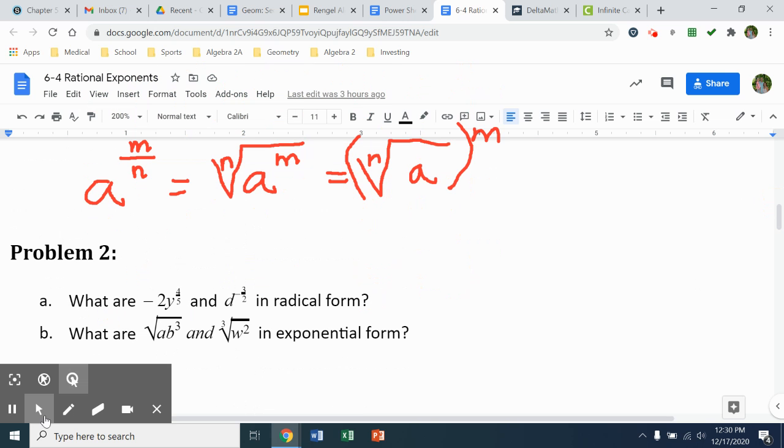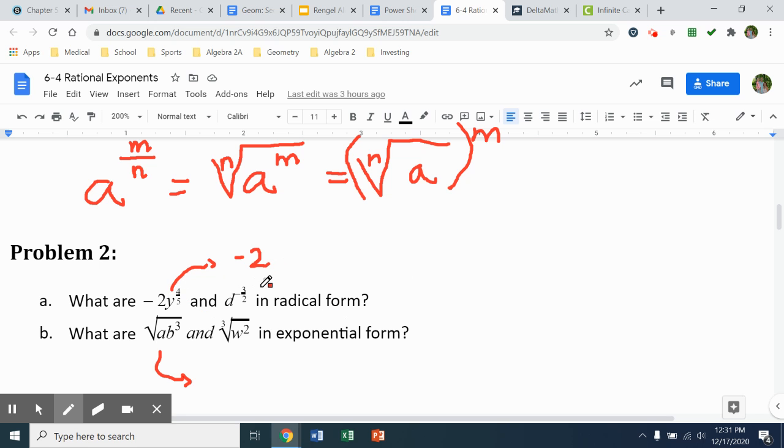So problem 2, we're going to take a look at 2 problems. We'll do this first one right here, and then we'll do this one just to kind of get a practice of going from a radical back to a rational exponent. So looking at A, I've got negative 2y to the 4/5 in radical form. So negative 2, right now, negative 2 is being raised to the power of 1. So there's nothing that's going to change with that negative 2. So negative 2 is just going to be part of my problem. It's not being raised to any power. It's being raised to a power of 1. So it's just going to stay the same.